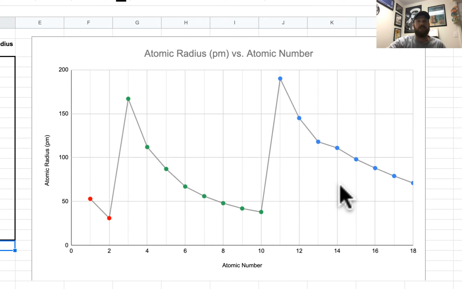The trend down a family might be a little easier to see if you label the graph. Hydrogen, lithium, and sodium are all in group 1. If you look at these 3 points, you can see that the atomic radius increases as you move down a family. The same is true for group 8 if you compare neon to argon. Atoms get bigger as you move down a group.